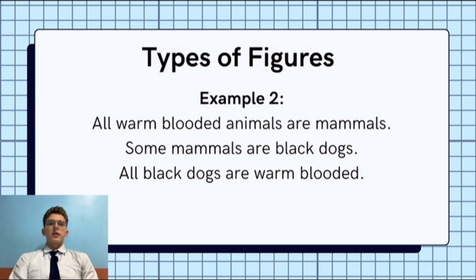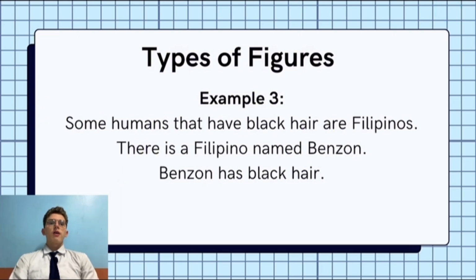Example 3. Some humans that have black hair are Filipinos. There is a Filipino named Benzon. Benzon has black hair. In this example, the middle term is Filipino or Filipinos. It appears on the right in the first premise and on the left in the second premise. We can determine it as figure 4.